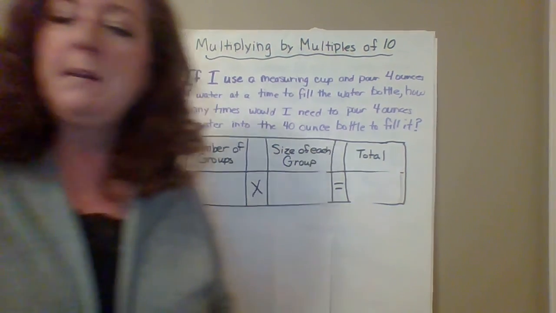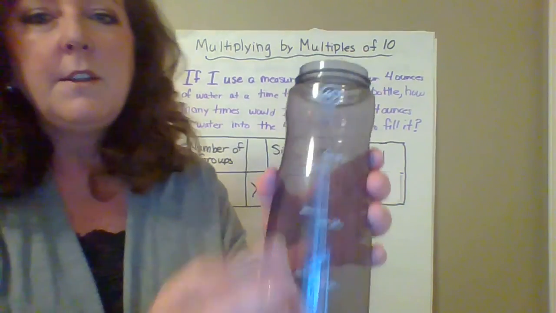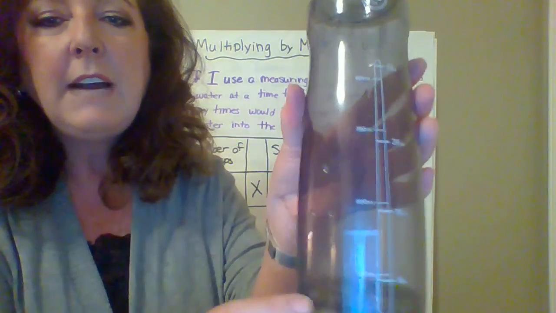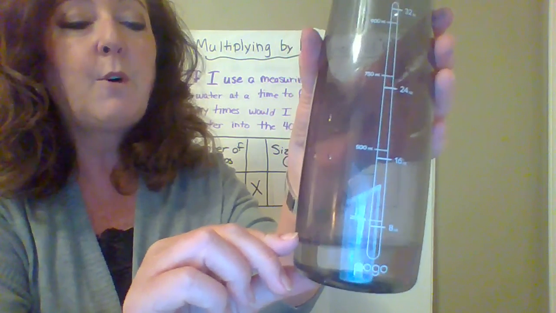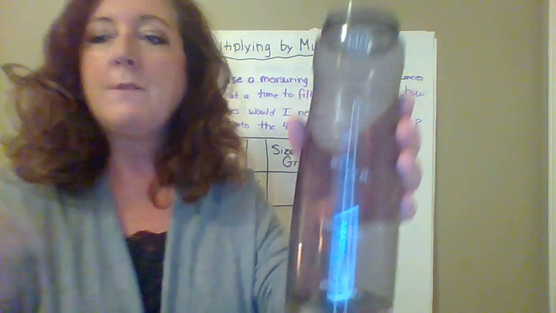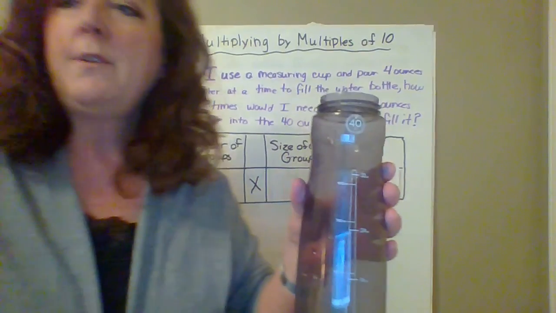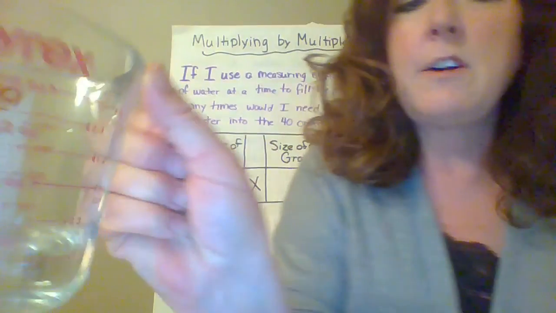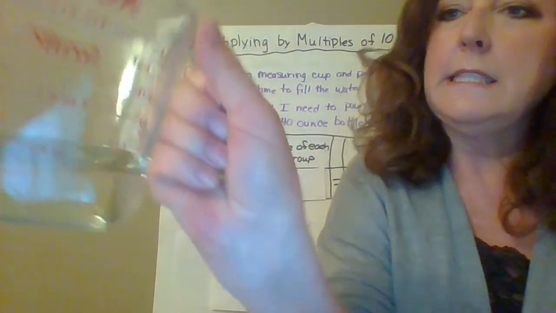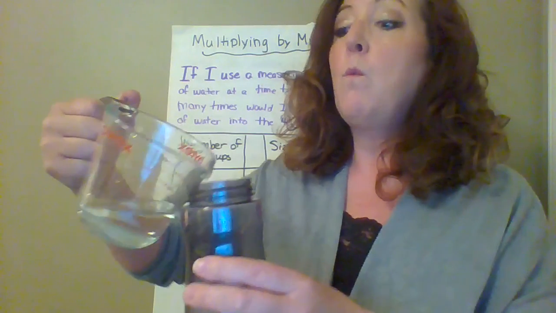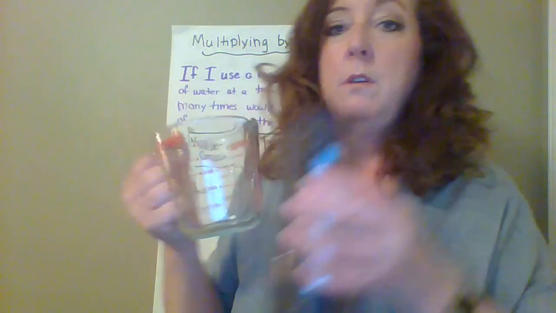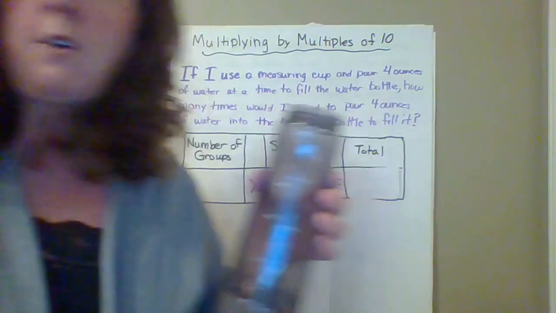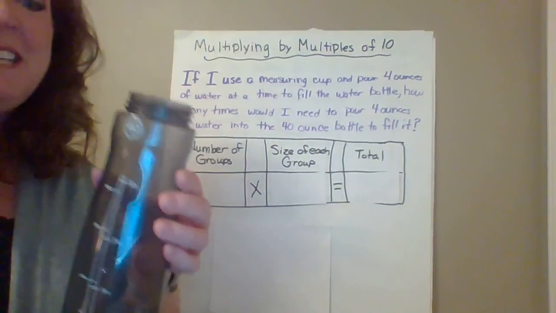So I've already poured, here's my bottle, there's 40 ounces. I've already poured one size of 4 ounces. So I have 4 ounces in this right now. It's going to be really hard for you to see this, I have a hard time seeing that too, but there are 4 ounces of water in there. I measured carefully. I'm going to pour one more group of the size 4 ounces. Hope that's giving you a little hint.